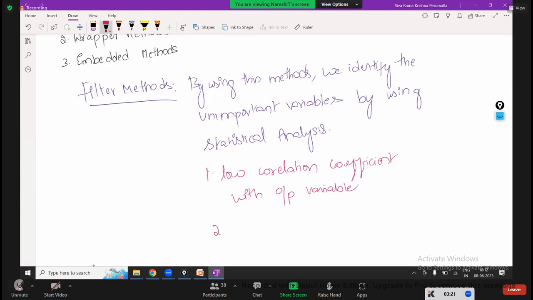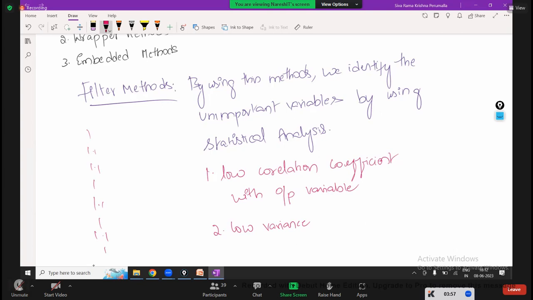Second one, low variance. If a particular variable is having low variance, you can remove it, which is having a very low variance. There is no change, there is no difference. For example, 1, 1.1, 1.1, 1, 1.1, 1, 1.1, you're having data like this. If this column is removed and you do the modeling also, you'll get the same answer. If you apply any algorithm, whatever algorithm you want, you can try.